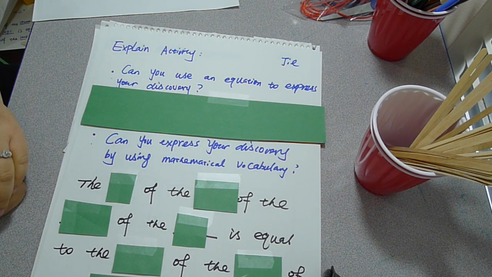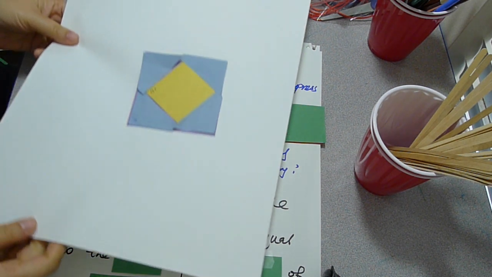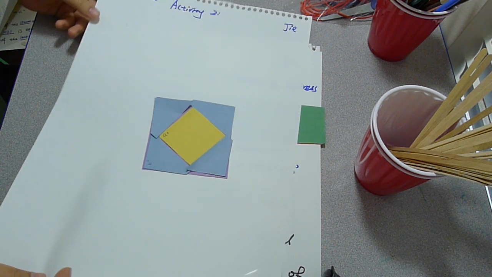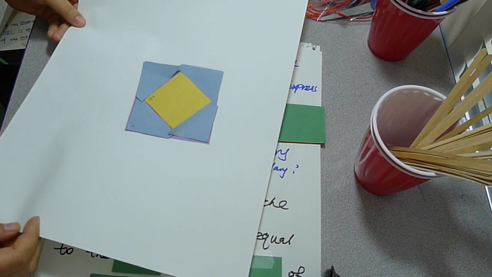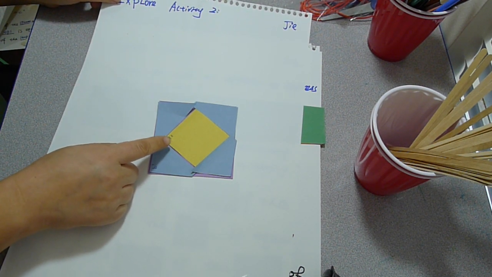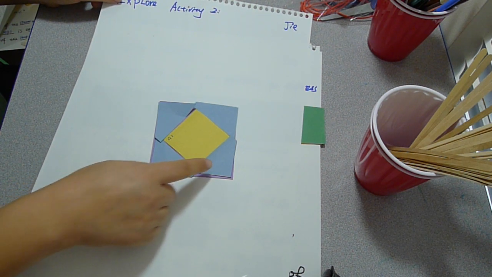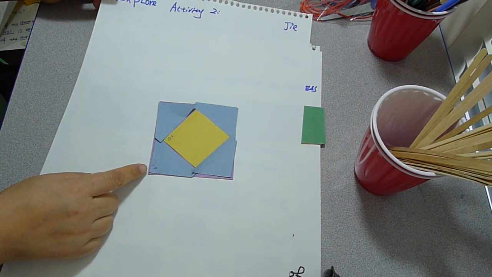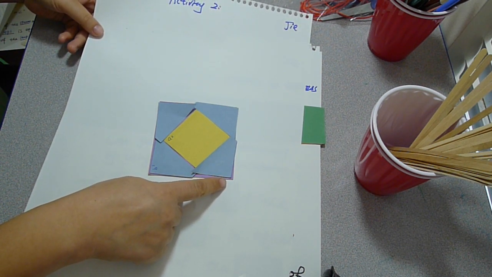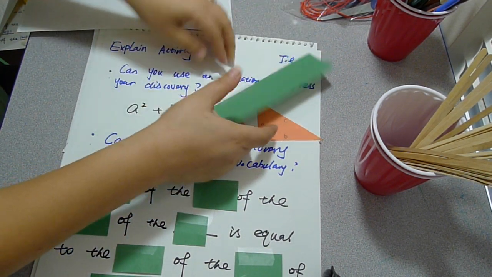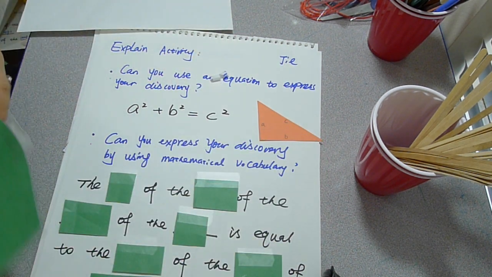Since you already know you are able to fit everything inside the big square as a puzzle, I will just guide the students. The smallest square's area is A squared, and the four parts of the blue square, if you put them all together, the area is B squared, right? For the largest, the purple one, it is C squared. That means A squared plus B squared is equal to C squared.